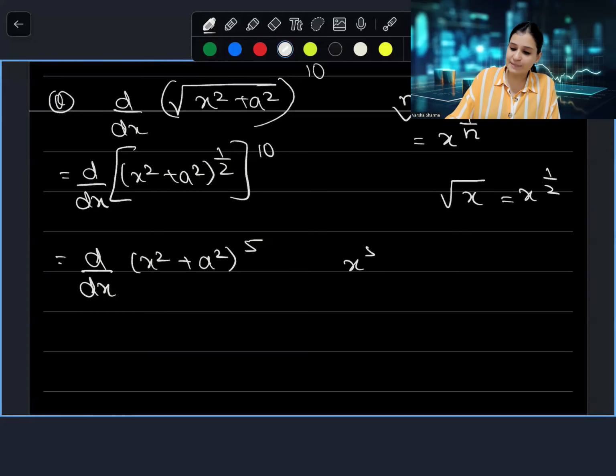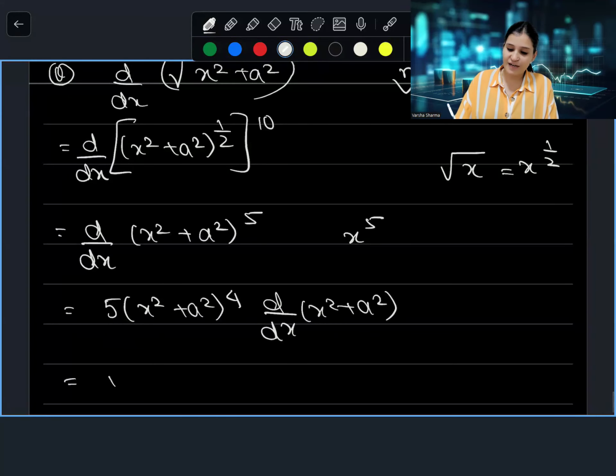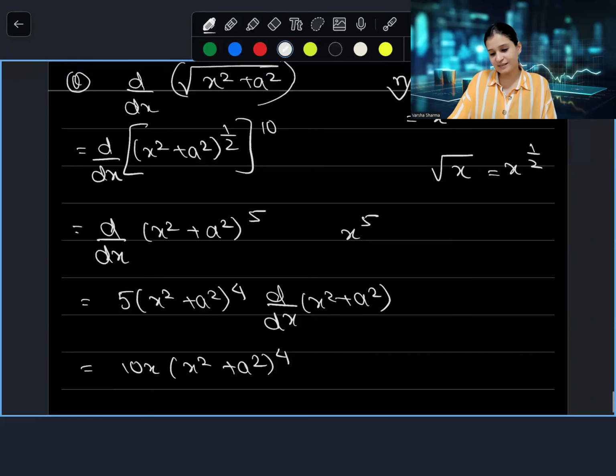So it will be treated as x power 5. 5 x power 4 into differentiation of the term written instead of x. The differentiation is 2x. So the final answer is 10x, x square plus a square to the power 4. Did anyone do this?